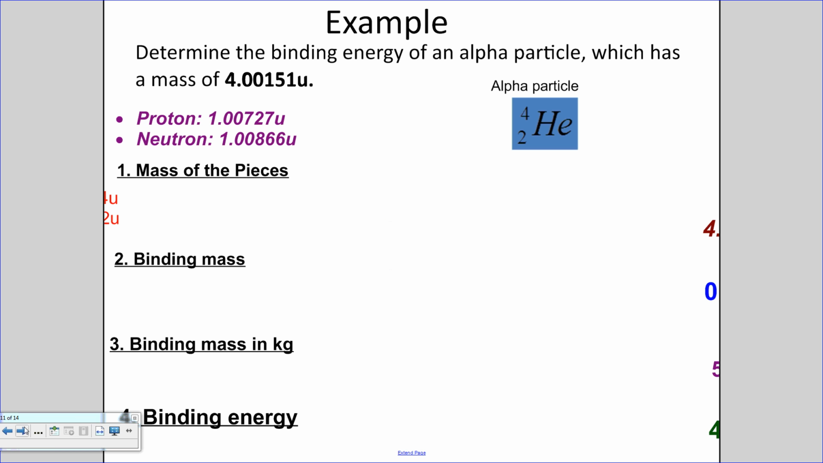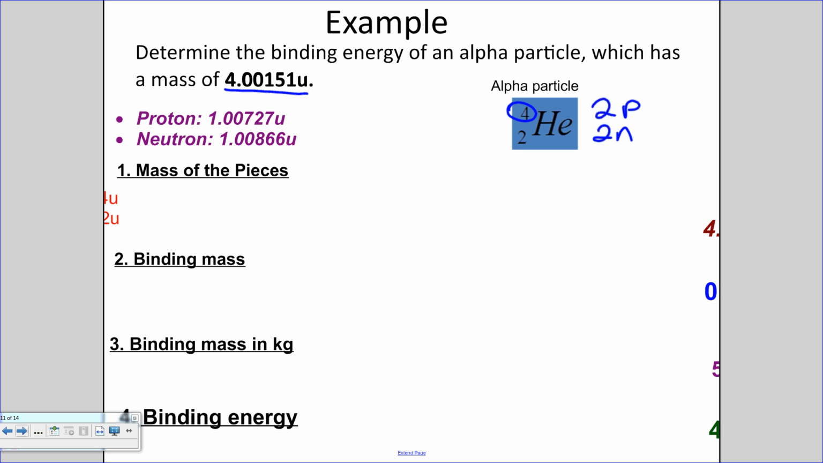Now binding energy, E equals mc squared. I know how much mass was converted into energy, and how much energy did I get from that mass? Okay, because we want to know that. So I take my mass, and I multiply it by c squared, 3 times 10 to the 8th squared. And I get my energy in joules, which is 4.53 times 10 to the negative 12 joules of energy.